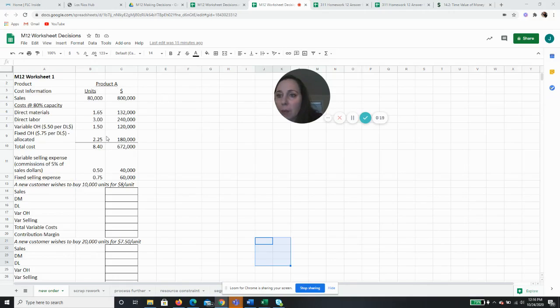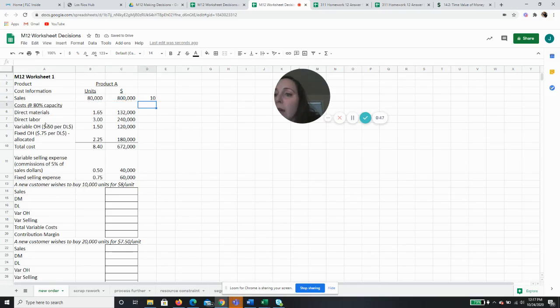Okay, so we are a company. We are making a product A, and we have our cost information here. Notice here that it says that these are our costs at 80% of capacity. So that's what we normally run at. That gives us a little bit of extra room in case something goes wrong. Okay, so we are going to sell 80,000 units for $800,000. If I do a quick calculation here, I can see that I am selling for $10 a unit.